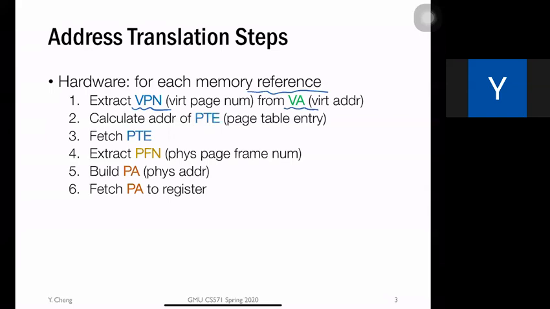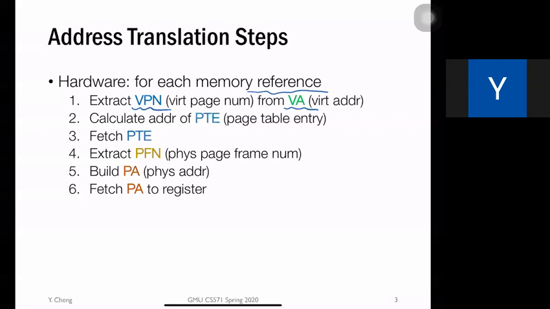So this is a very first fundamental step. In order to perform this virtual address to physical address translation, you need the input. And this step number 1 is to provide the input, okay? And the next step, step number 2, is to calculate the address of the page table entry based on the input, the virtual page number.